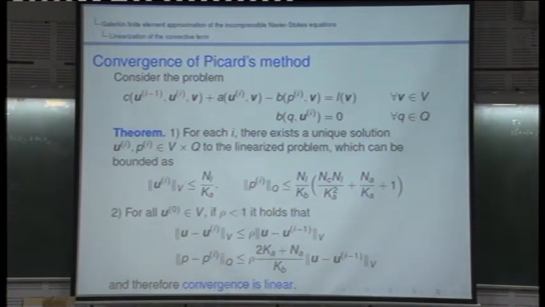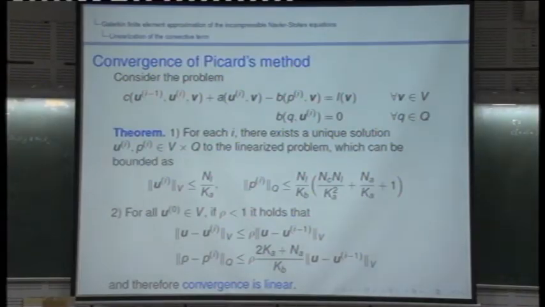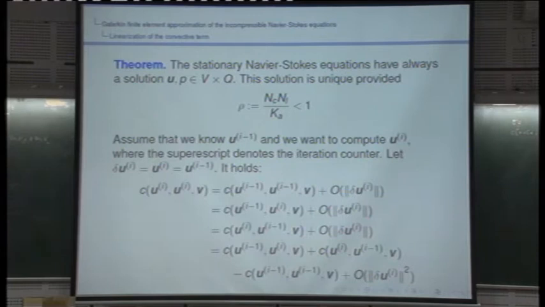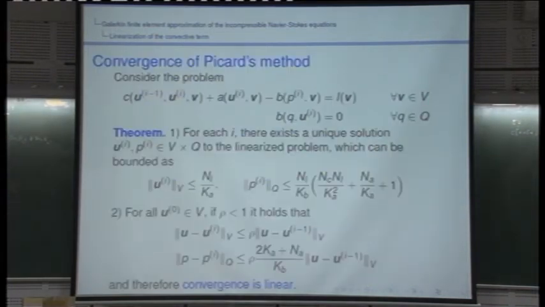The theorem says that for each I, there exists a unique solution to this problem, which can be bounded as indicated here. That bound is easy to find. Now, for all initial guesses, if rho is smaller than 1, you remember that rho was the number we defined before, so under the same condition under which we can prove uniqueness, the method does not only give you a solution for each iteration, but also converges. Of course, that's what we expect.